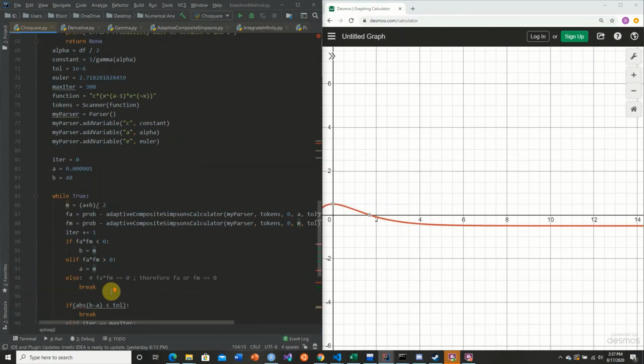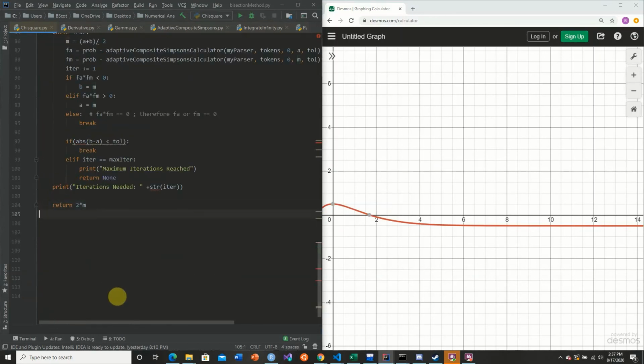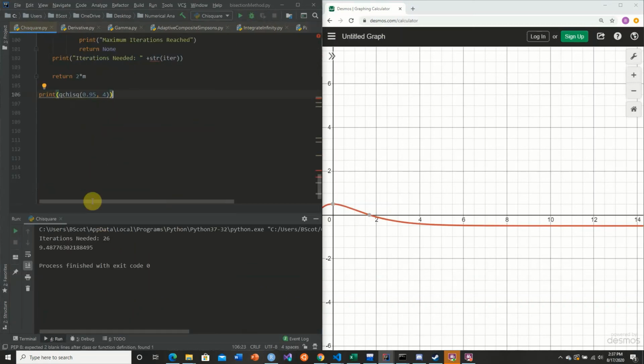So now let's actually run this. Give a short example. So print qchisq of 0.95, 4 degrees of freedom. This should return 9.48. So here we go, returns 9.48. It took 26 iterations of our bisection method.